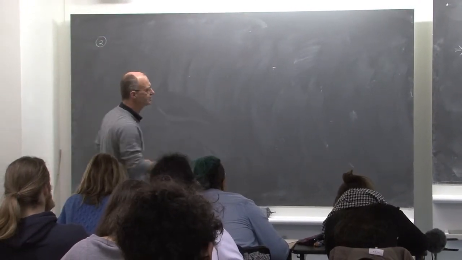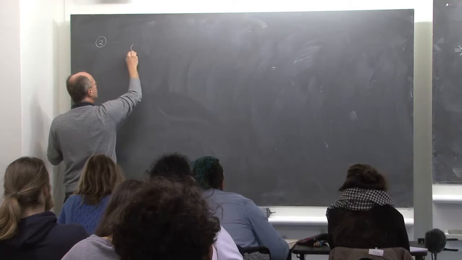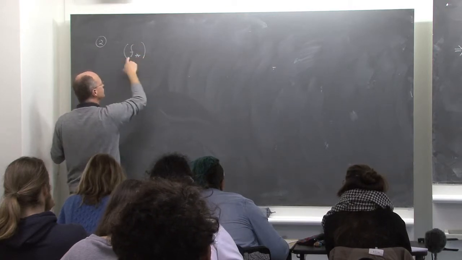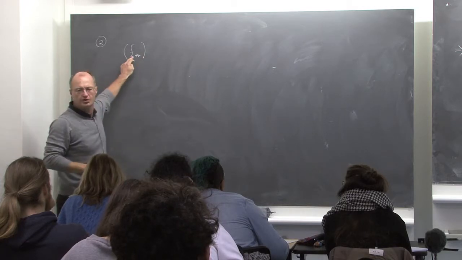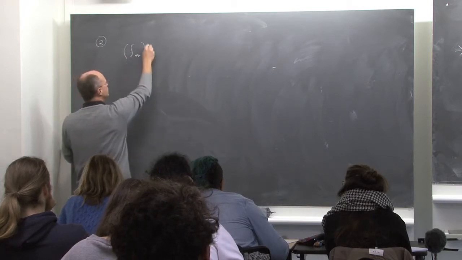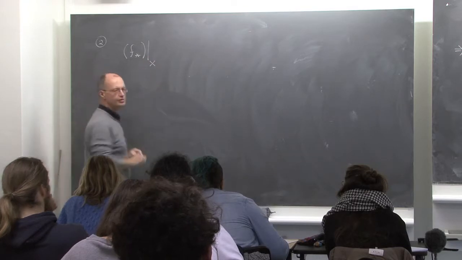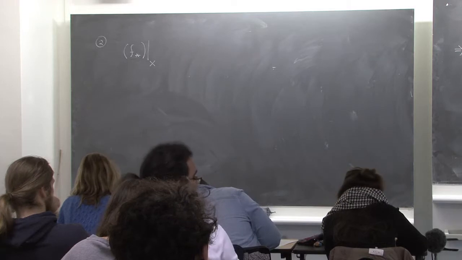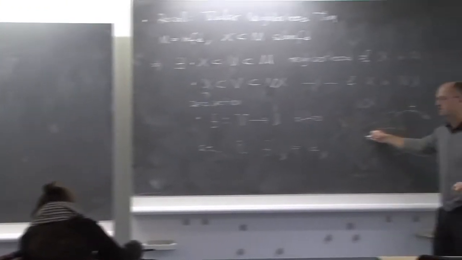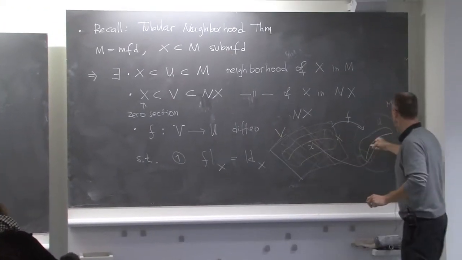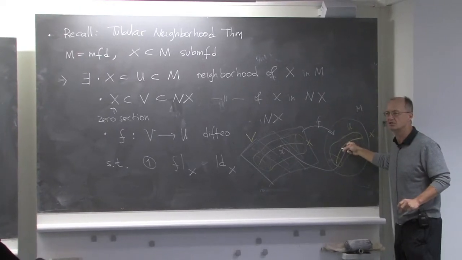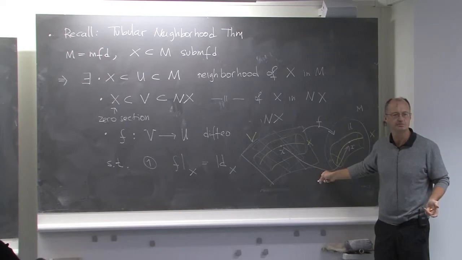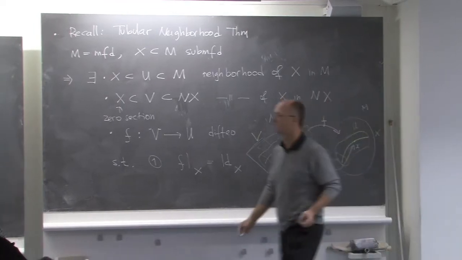I would like to discuss what we can say about the derivative of F, or the push-forward map, F star, restricted to X. At this point, there is a tangent space, and at that point, there is a tangent space. They are mapped to each other by the derivative of the F map. So what can we say about it?